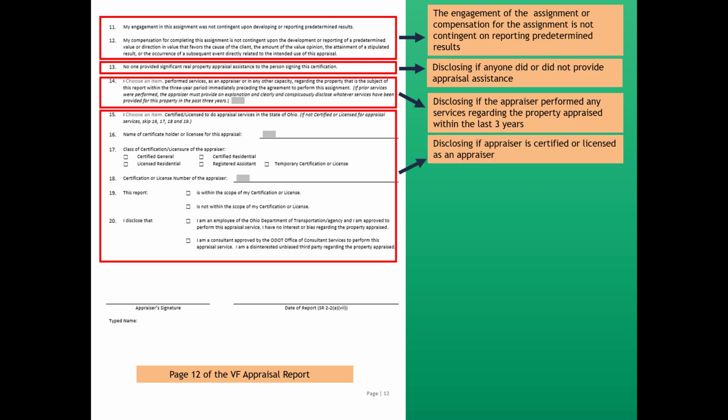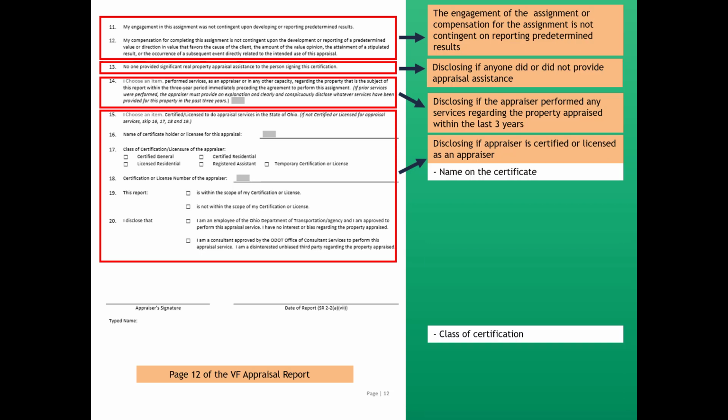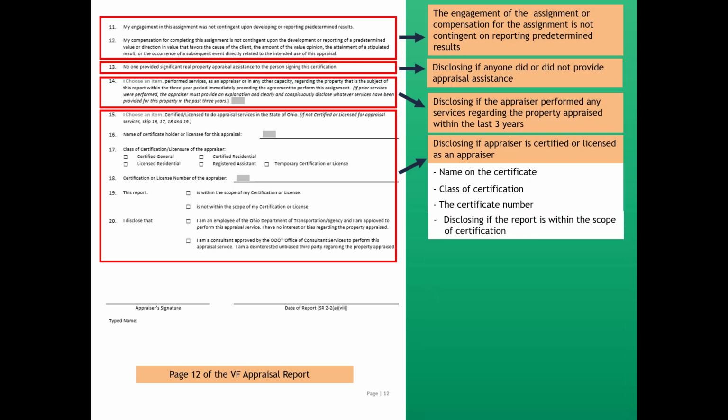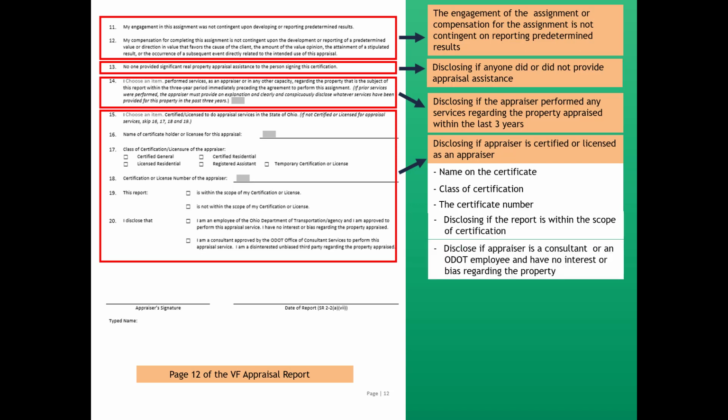So the appraiser has to disclose if that person is certified or licensed as an appraiser, which would include the name on the certificate, the class of the certification, the certificate number, and disclosing if the report is within the scope of certification. Disclose if the appraiser is a consultant or an ODOT employee and that they have no interest or bias regarding the property. Finally, at the end of the certificate of appraisal, the appraiser has to type their name and sign it and date the report, which is also required by USPAP, Standards Rule 2-2(a)(vii).